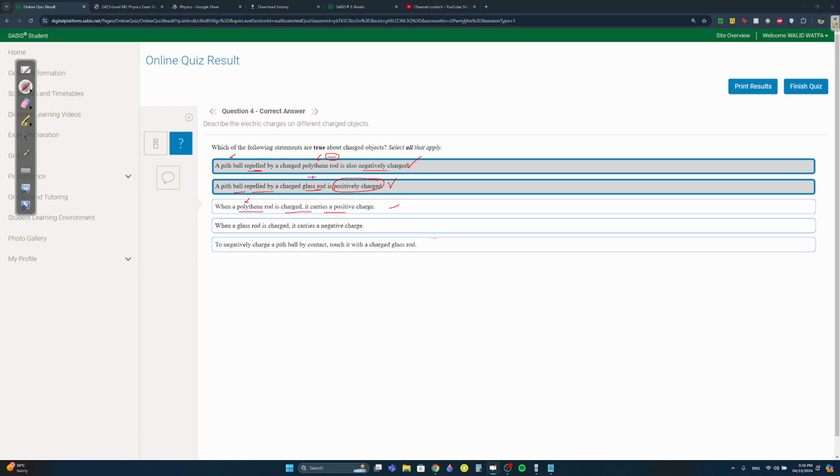Plastic, it becomes negative, right? When a glass rod is charged, it becomes positive, not negative. To negatively charge a pith ball by contact, touch it with a charged glass rod.